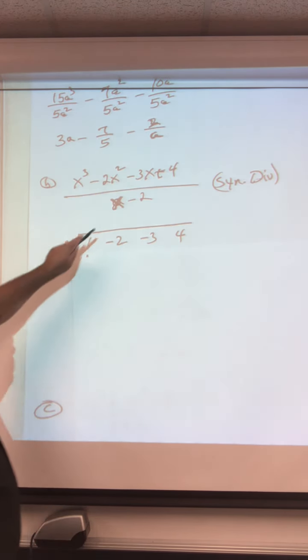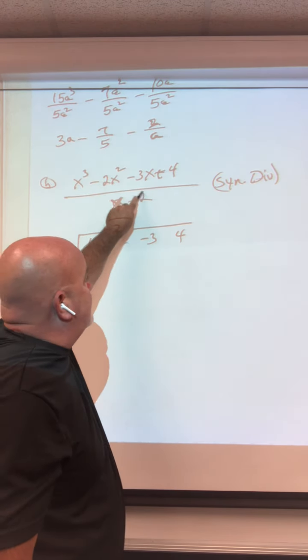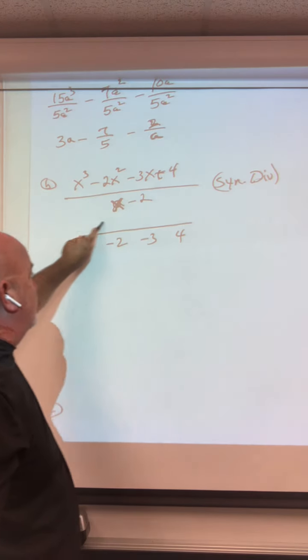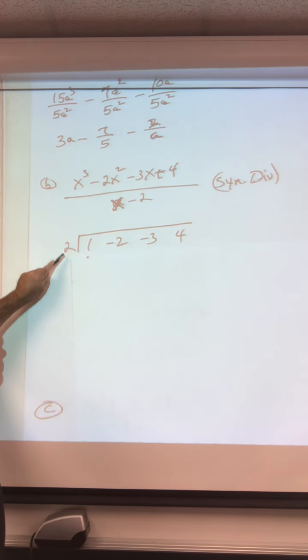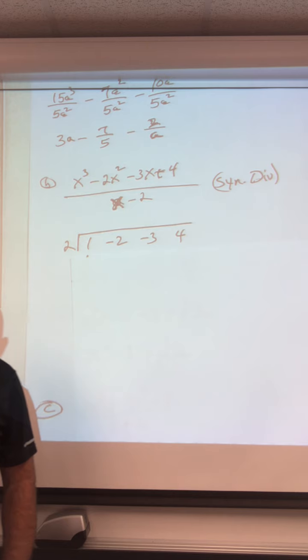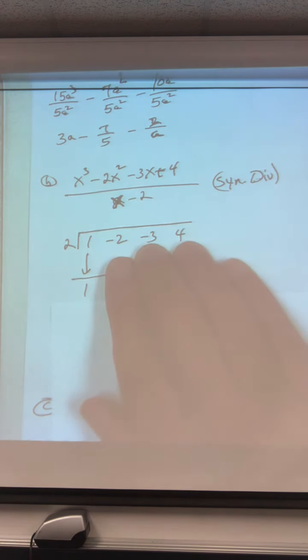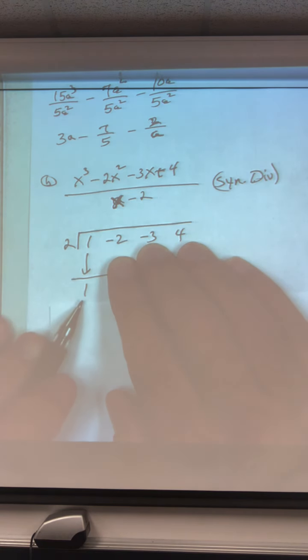And then remember I told you, whatever's behind this x, we said it a bunch of different ways, but you take the opposite of it. So this is a plus 2. And I showed you why we do that. Doesn't matter if you remember why, but I did show it to you. So we start out and we bring this first number all the way down to the bottom.